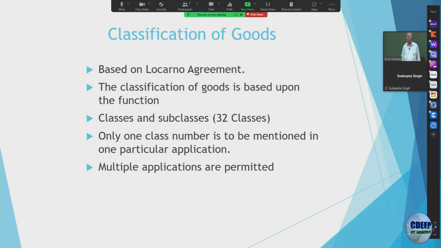That classification of goods is again an international agreement. All international agreements get the name of the city in which they are signed. So, this is Locarno. And classification is based on function. There are 32 classes and subclasses, and multiple designs are permitted in one application.